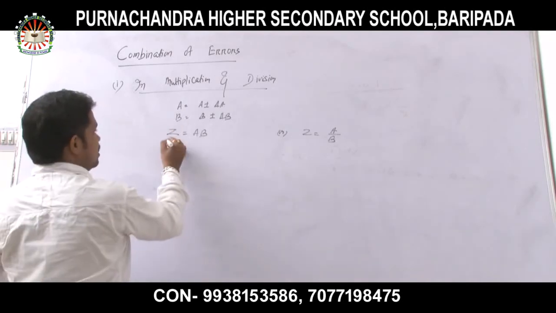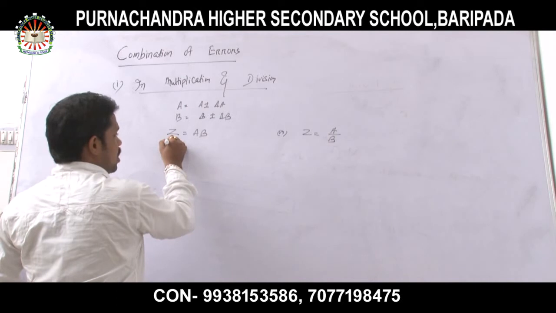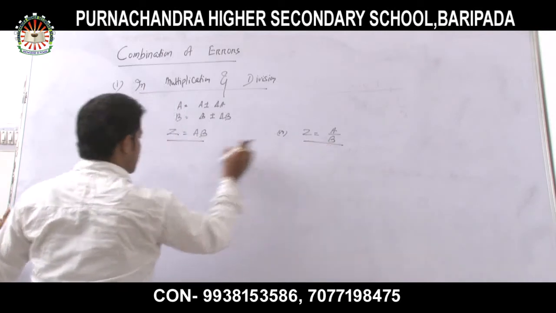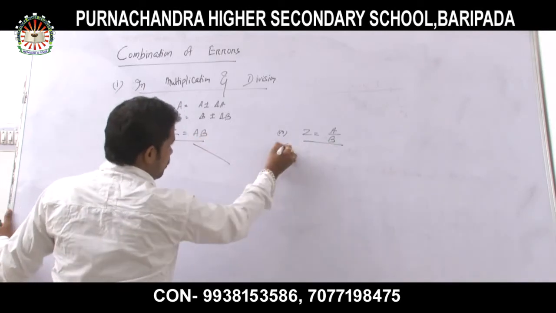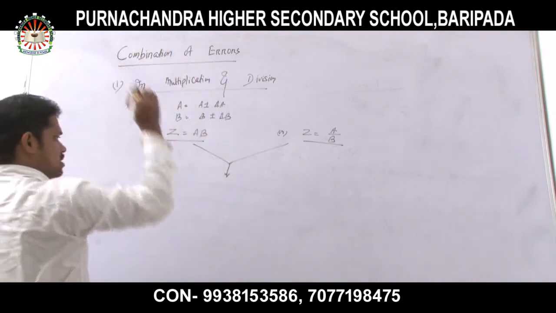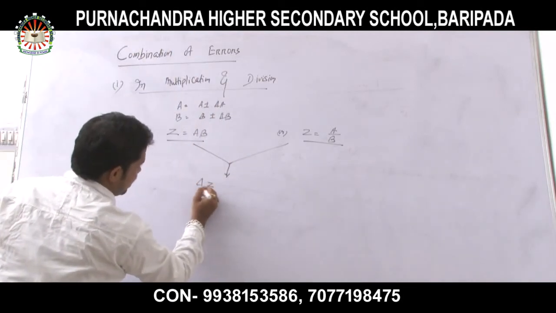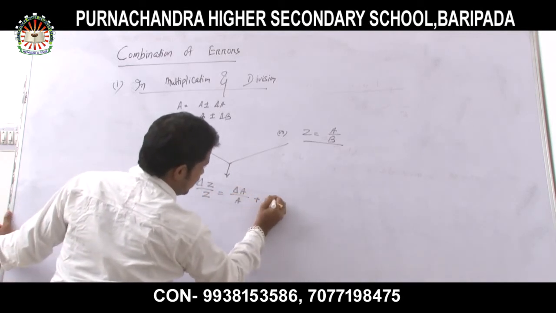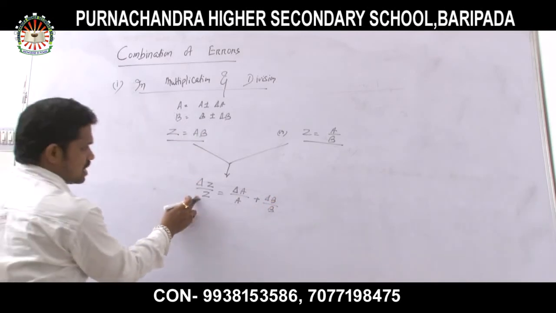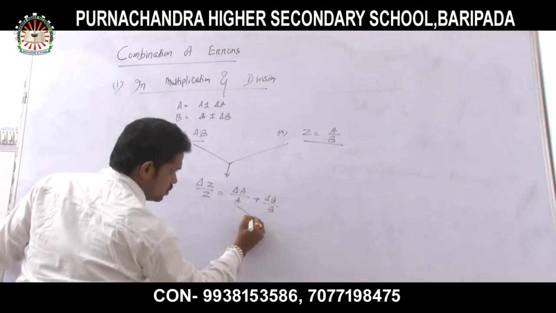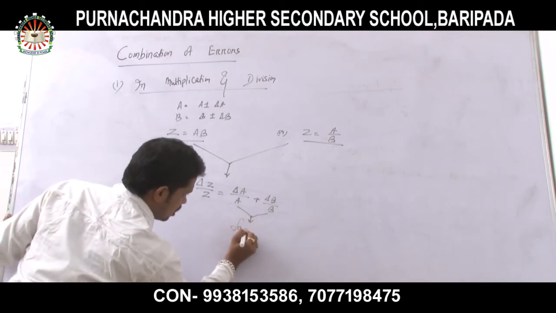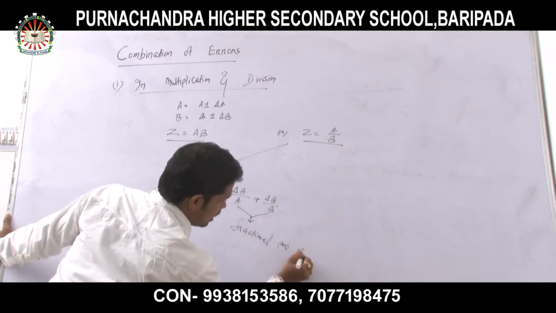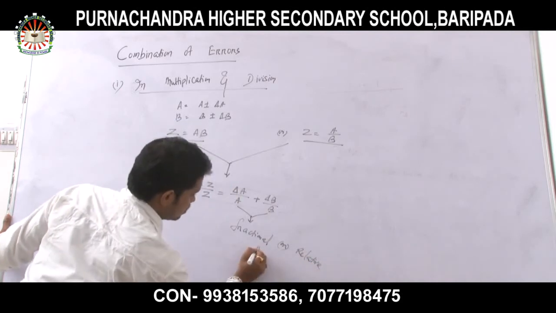So whether that is your multiplication or division, the combination of errors can be found out in this process. Del Z by Z is equal to del A by A plus del B by B. What are these? Now these two are the fractional or relative errors. We have already discussed relative errors.